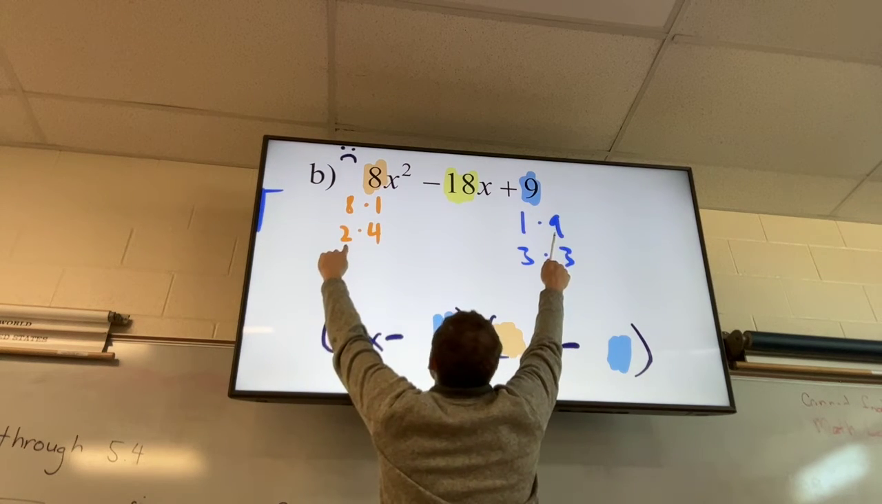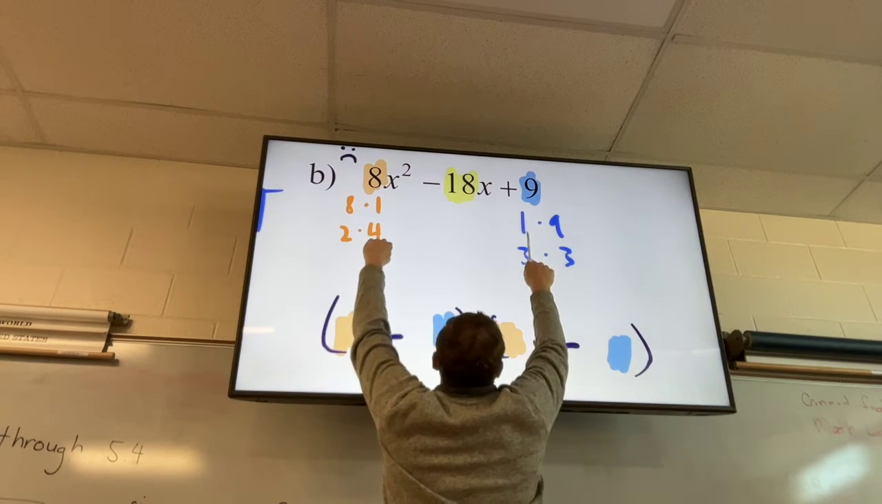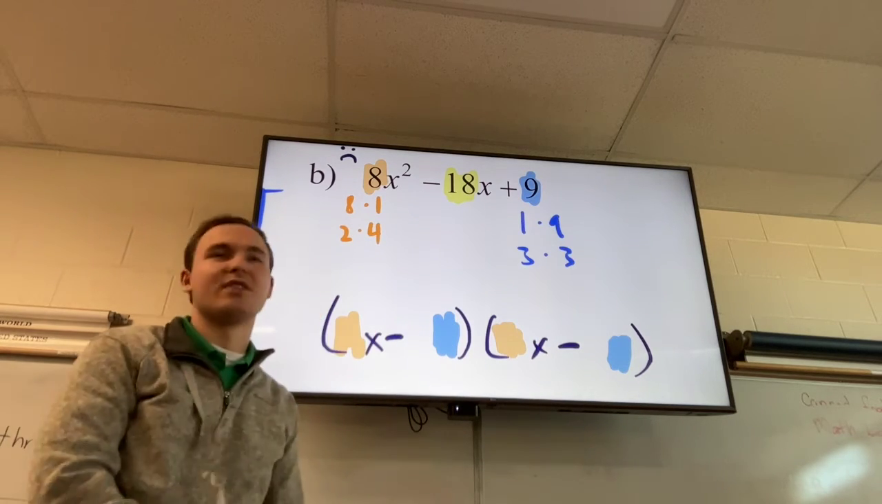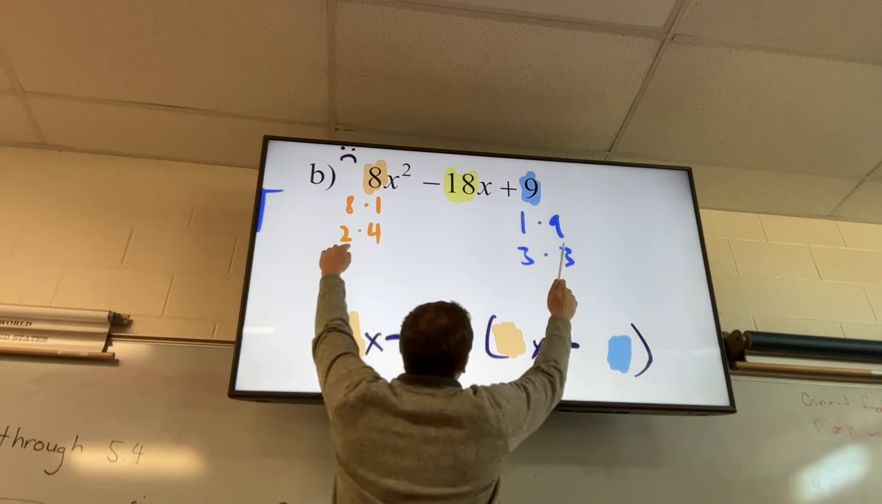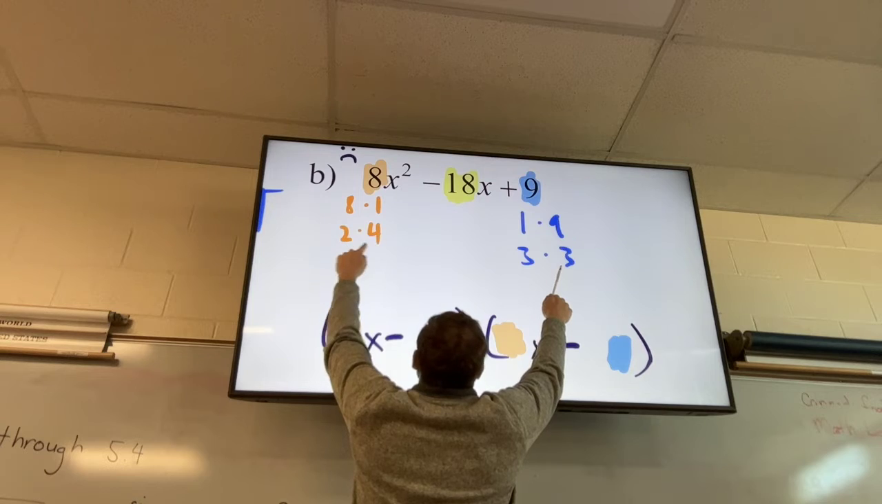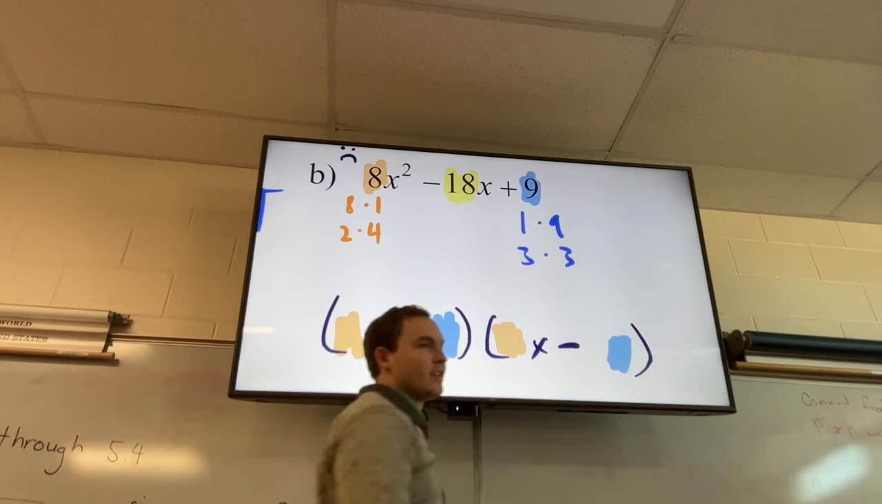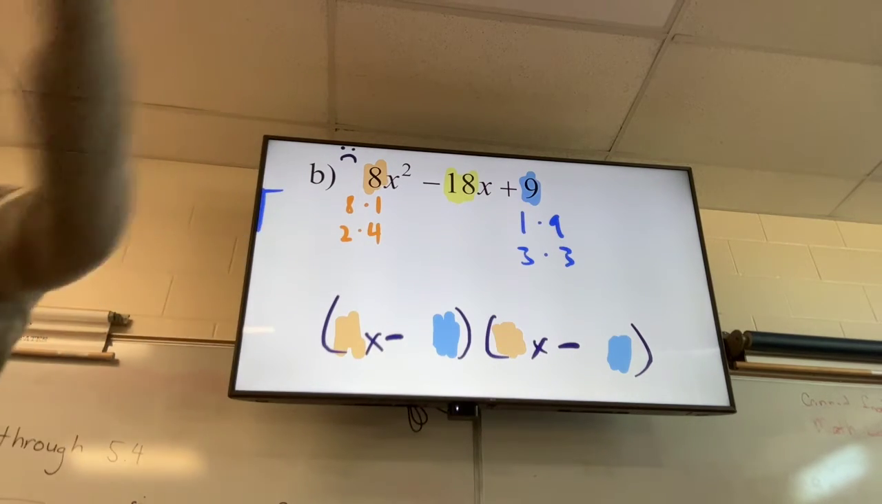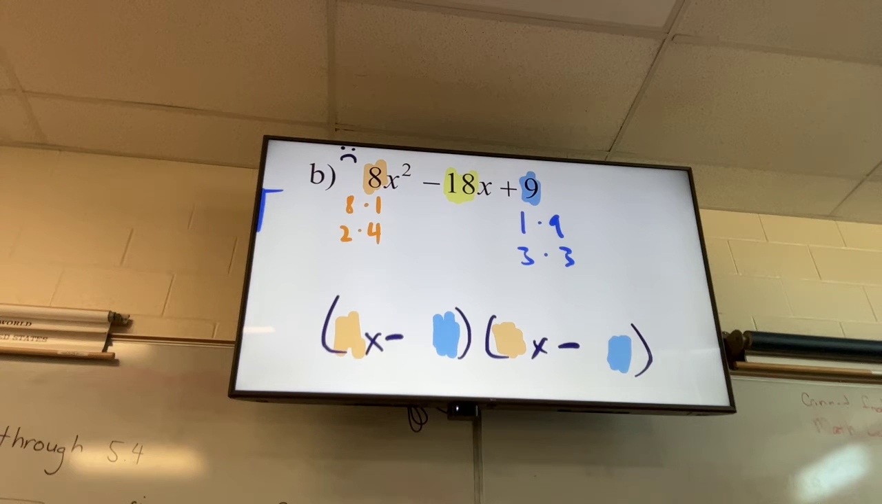2 times 9 is 18. 4 times 1 is 4. 18 plus 4 is 22. That's not going to work. Let's try this one. 2 times 3 is 6. 4 times 3 is 12. 12 plus 6 is 18. Yep, so those are the two pairs we want. Good. And then we just have to make sure we put all the numbers in the right space. We know the oranges need to go in the orange.